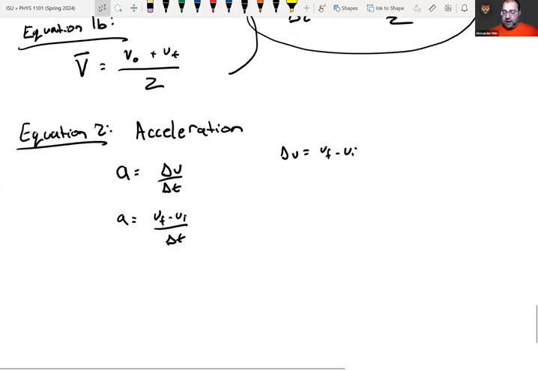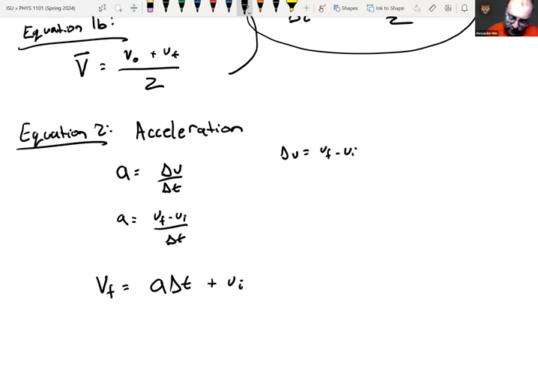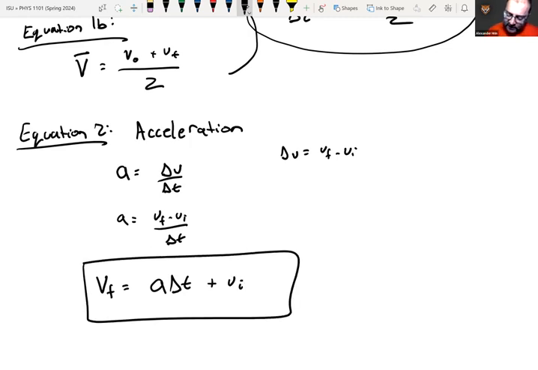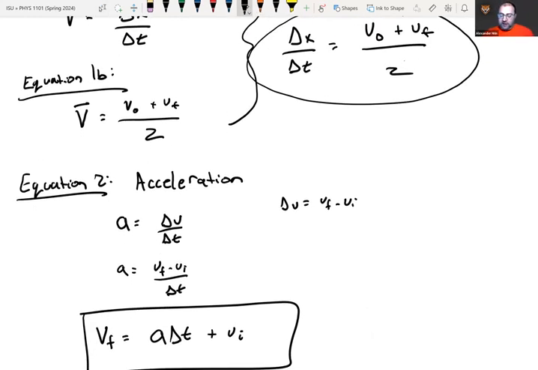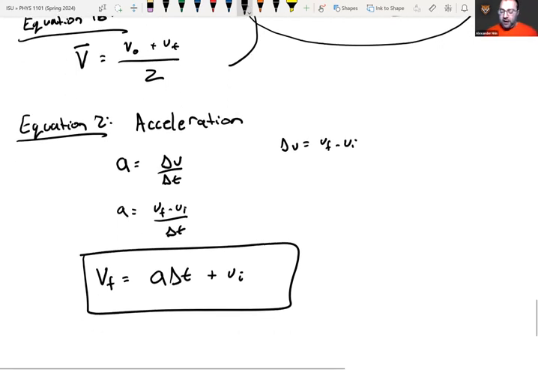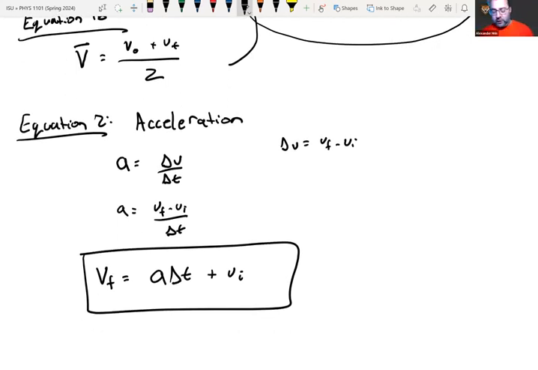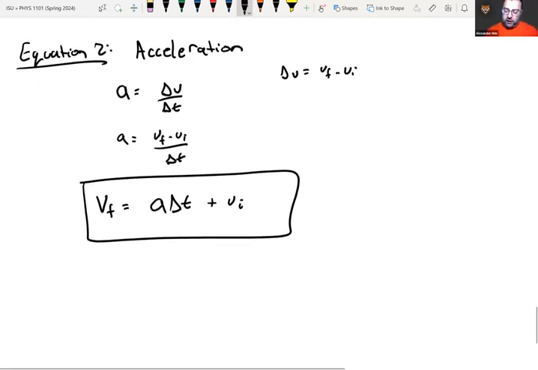You end up multiplying by delta T on both sides, and what you get is V final is equal to A delta T plus V initial. So this is the second equation right here. Notice how I related it back to the 5 initial kinematics quantities that I gave you. If you're not given displacement, you're just given your velocities and your acceleration, then you can use this equation.